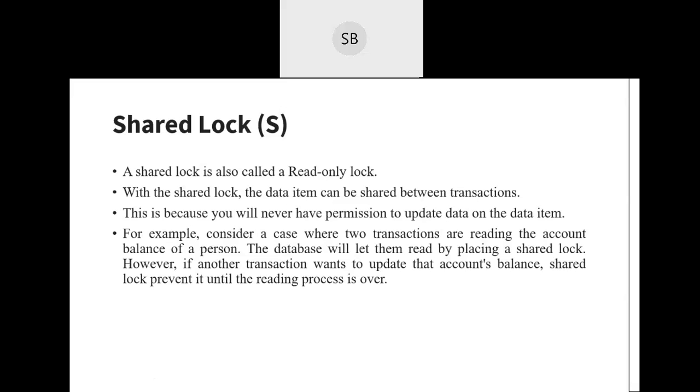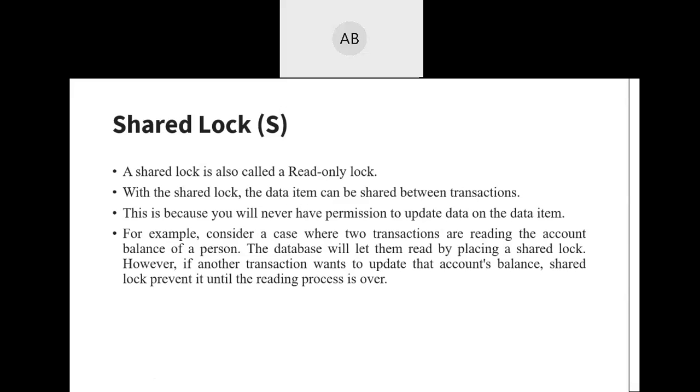Am I clear about shared lock? Please reply, are you clear or not? Ma'am, can you explain once again? Which part, Avinash? And the read only lock.